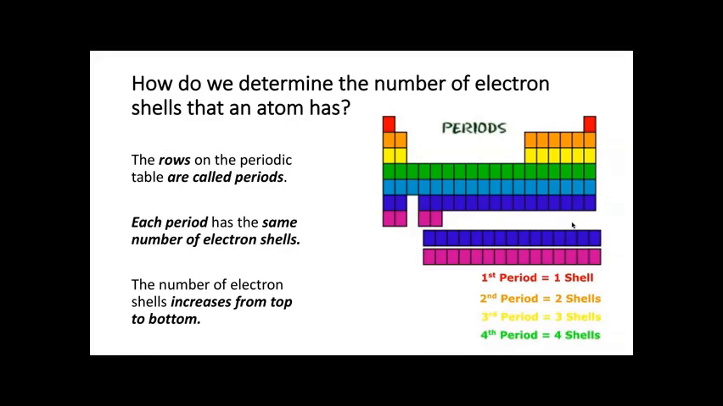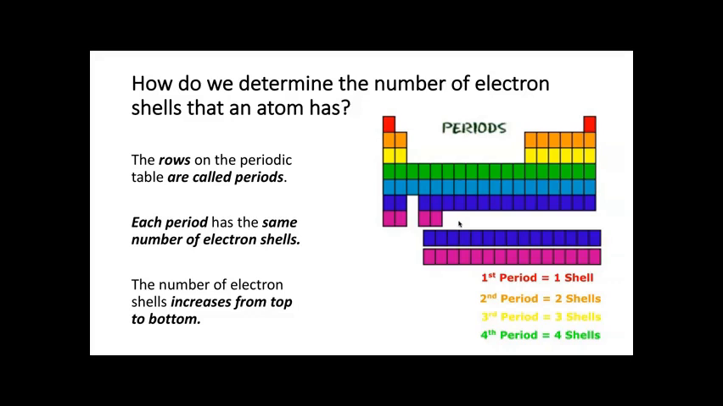So how do you tell how many shells are in each atom? You'll see that all the rows are highlighted with different colors. So the rows on the periodic table are called periods. So the first row is called the first period. The second row in orange on this periodic table is called the second period. The third row, which is yellow, is called the third period, etc. So each period has the same number of electron shells. So the first period has 1 shell. The second period has 2 shells. The third period has 3 shells, and so on. So the number of electron shells increases as you go down the periodic table.